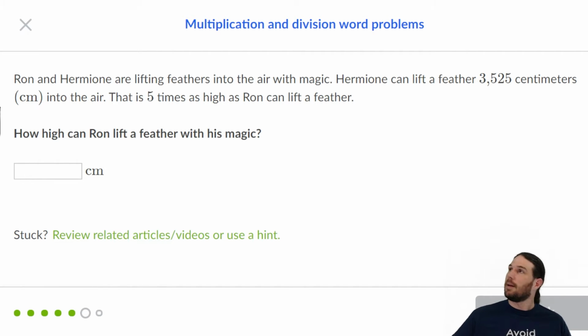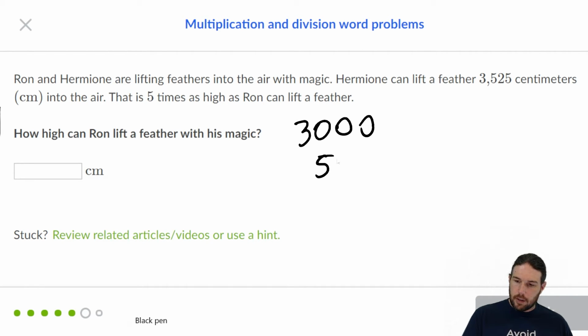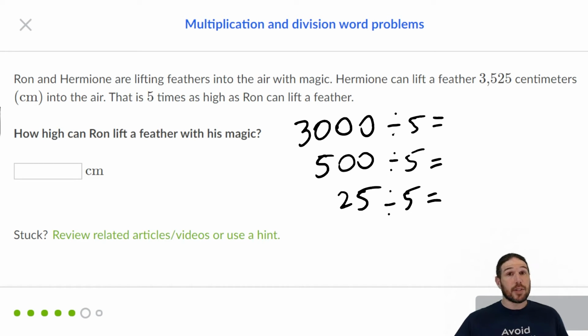Ron and Hermione, boo, are lifting feathers into the air with magic. Hermione can lift a feather 3,525 centimeters into the air. That is 5 times as high as Ron can lift a feather. How high can Ron lift a feather with his magic? Now, this one I can actually break down into nice, neat, divisible by 5 chunks. I'm going to change this into 3,525. And I'm going to divide each of those by 5. And then I'm going to add up the result.